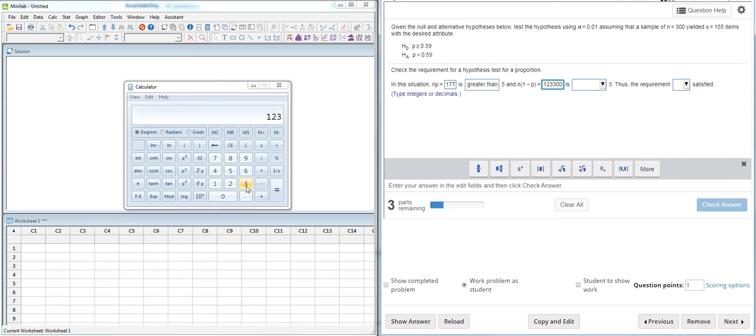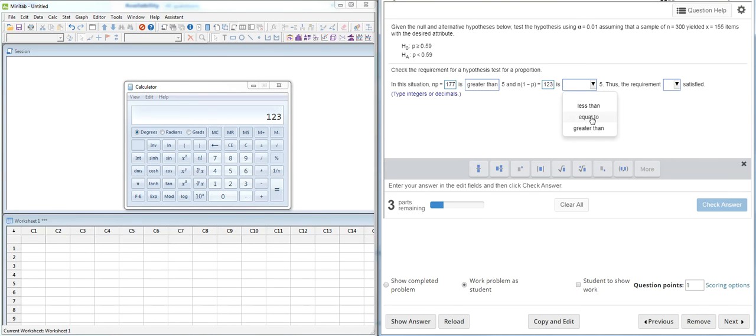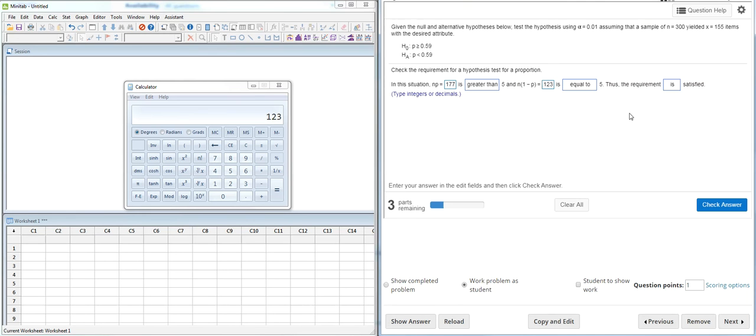In case you don't believe me, watch this. 300 minus 177 is 123. Anyway, that's definitely greater than 5. So I have satisfied the requirement that they both be big enough for me to be able to use the normal distribution. Let's check my answer. What? Oh, I wrote equal to. Oops. I just said greater than and then picked the wrong one. Good job, teacher.